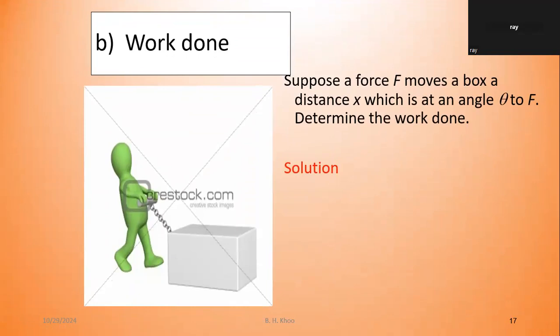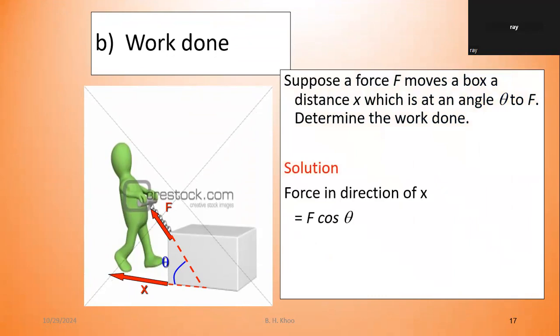Okay, what happens if the force is at an angle? Like in this case, a person is pulling with a force F and is making an angle of theta with the ground. So we just use the definition of work. Force must be in the direction of the displacement. So it's force cos theta, right? Force cos theta times x. The work done is your force in the direction of the displacement times the displacement x: Fx cos theta.